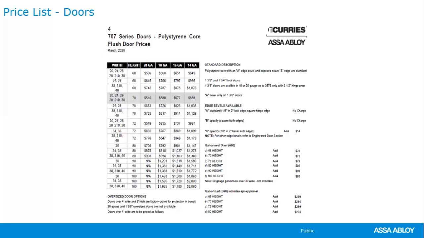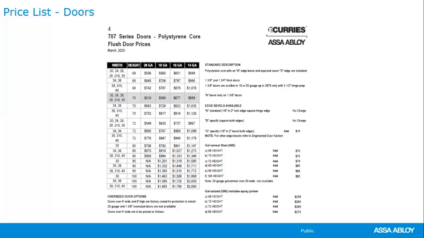So you'll have your chart, and then you'll have the beginning of your hardware options. On the right of the chart, it will show you what items are classified as standard, which is included in the base price of the door. You'll go down and then it'll start talking about your edge bevels, which are available, which ones we charge for, and which ones are no charge. You get into your galvanized and galvanized.